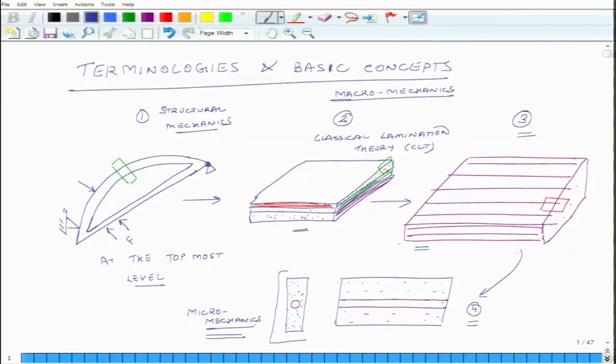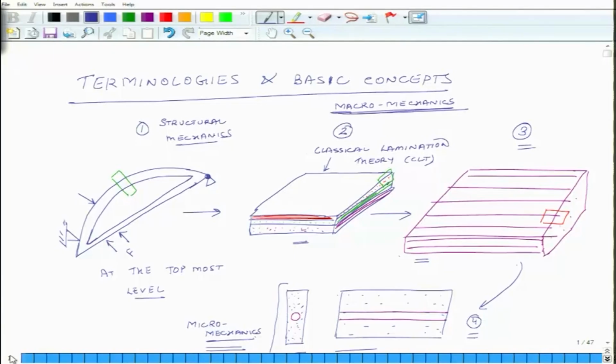The point I am trying to make is that there are scales of analysis. At the bottommost level you have to do micromechanics to understand a single layer, and for multiple layers you have to understand macromechanics, and specifically get a feel of classical lamination theory. Then at the topmost level you have to have a structural mechanics approach to solve the overall problem. So, this is one basic framework.